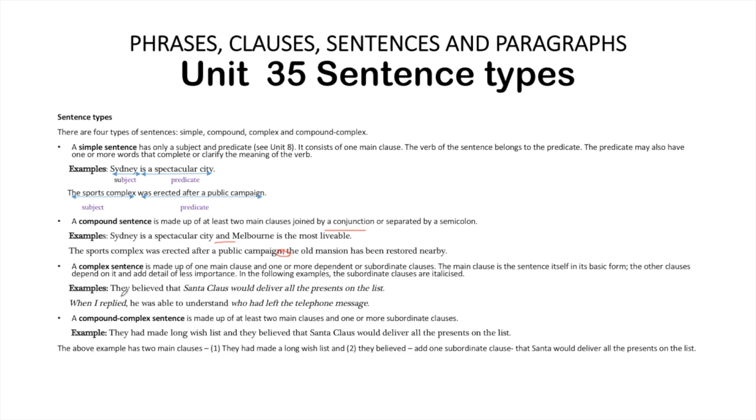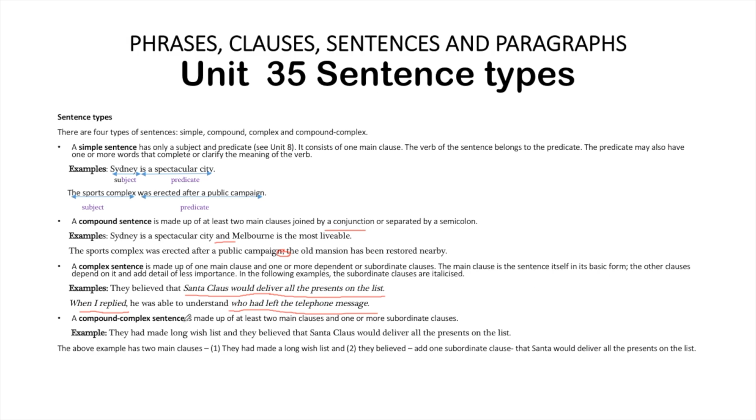So for example, they believed that Santa Claus would deliver all the presents on the list. When I replied, he was able to understand who had left the telephone message. So here we've got they believed was our simple sentence, and here he was able to understand is our simple sentence. And all of this other stuff is the dependent or subordinate clause.